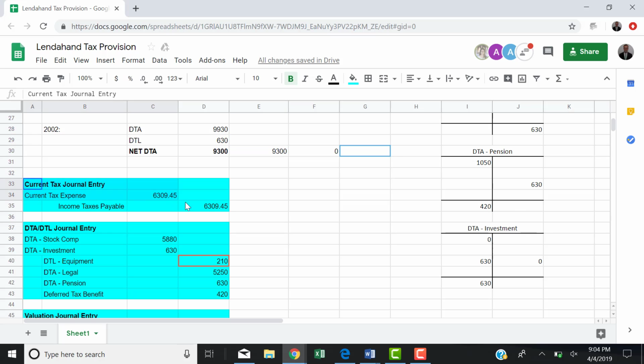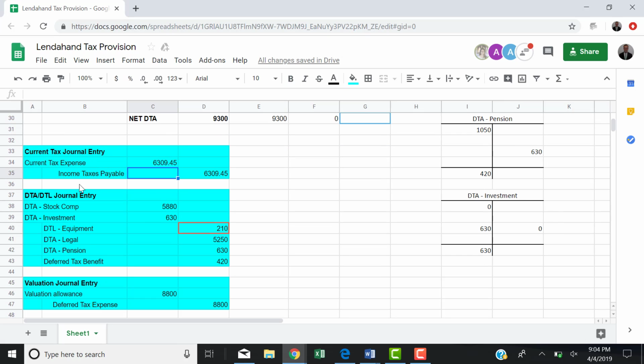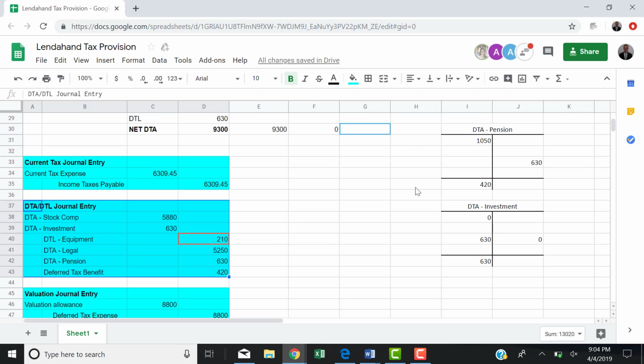Current one we already figured out. And then the journal entry for the DTAs and DTLs, you just have to figure out all of the changes. So this one right here, you go to all of the different changes. This is a change, this is a change. Ignore the beginning and the ending balances, just do the changes for the period. And that's where you put the credits and debits here.